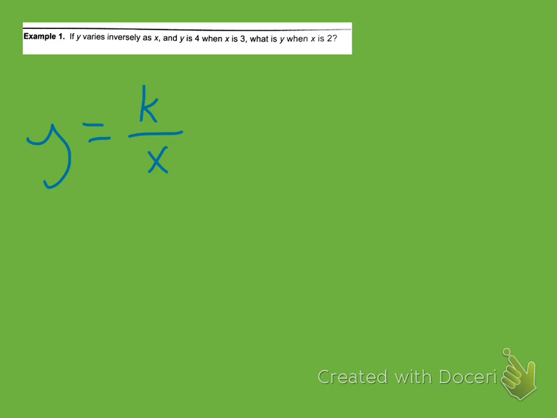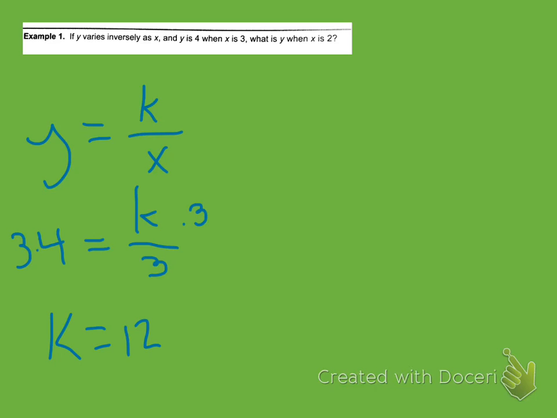y is 4 and x is 3. So in the place of y, I'm going to put a 4, and I'm going to keep my k and put in a 3. Okay, now our job is to find k. And you learned how to solve equations like this. k is being divided, so how do I move it to the other side? Yeah, the reciprocal. The reciprocal is 3, or you can think of it as just multiplying by 3 on both sides, so it'd be 12. So k is 12.